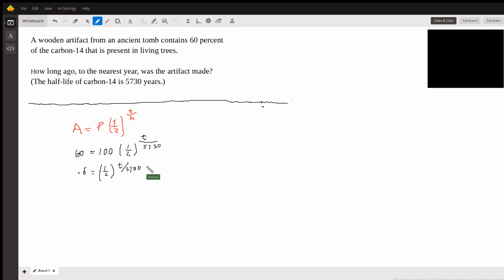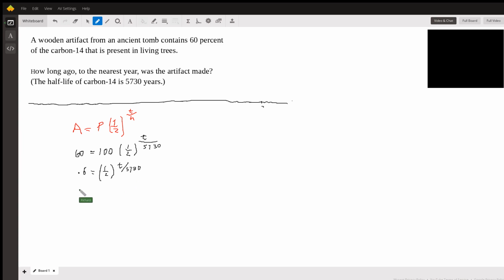If you haven't learned logarithms, you could do this on your calculator. You would just set y1 to be 1/2 to the t over 5730. You set y2 to be 0.6. And then you look for the intersection. Or if you don't have a graphing calculator, you could use an online calculator for this and get the same result. But let's go ahead with logs.